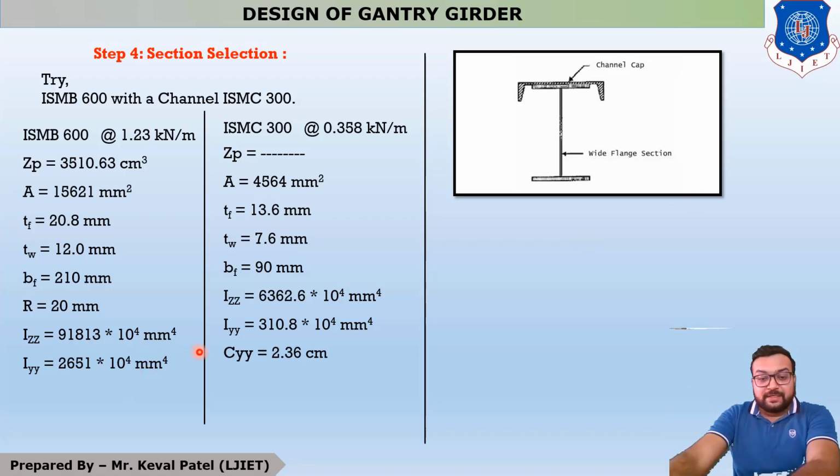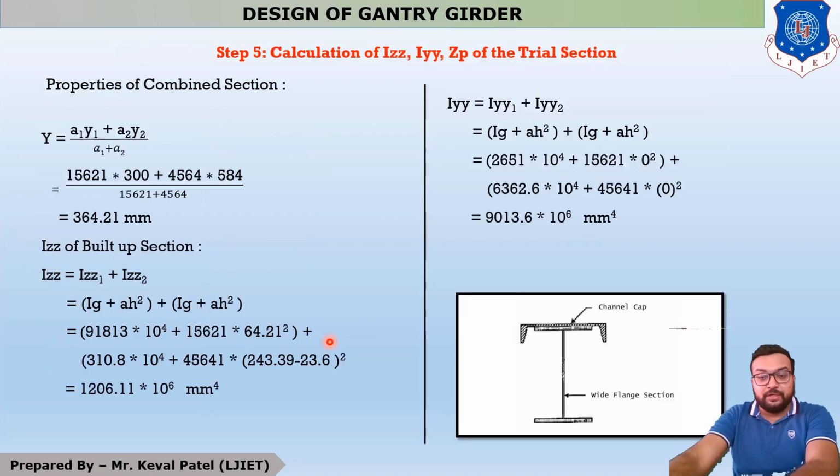So our Ixx, which means our Iyy in this example, is 310.8 into 10 raised to 4 plus A, which means the area of the second member, into h square. The h square remains the same: the combined section's CG minus the second member's CG, squared. So students, our Ixx for the combined section is 1206.11 into 10 raised to 6 mm raised to 4.